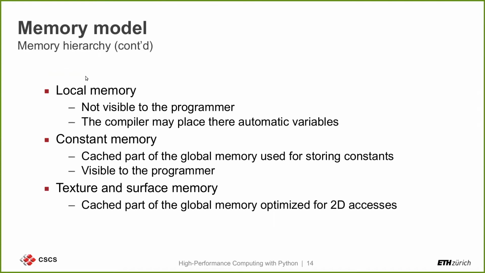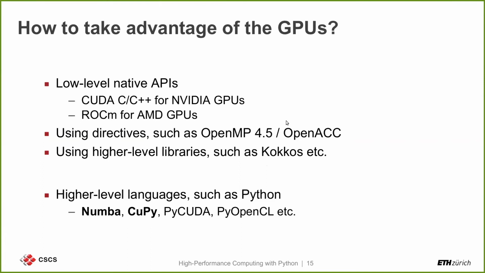Other types of memories are the local memory, which is not visible to the programmer, but this is where the compiler places the automatic variables. We have the constant memory, which is a cached part of the global memory to store constant values, which is visible to the programmer. And then we have texture and surface memory, which comprise a cached part of the global memory optimized for 2D accesses.